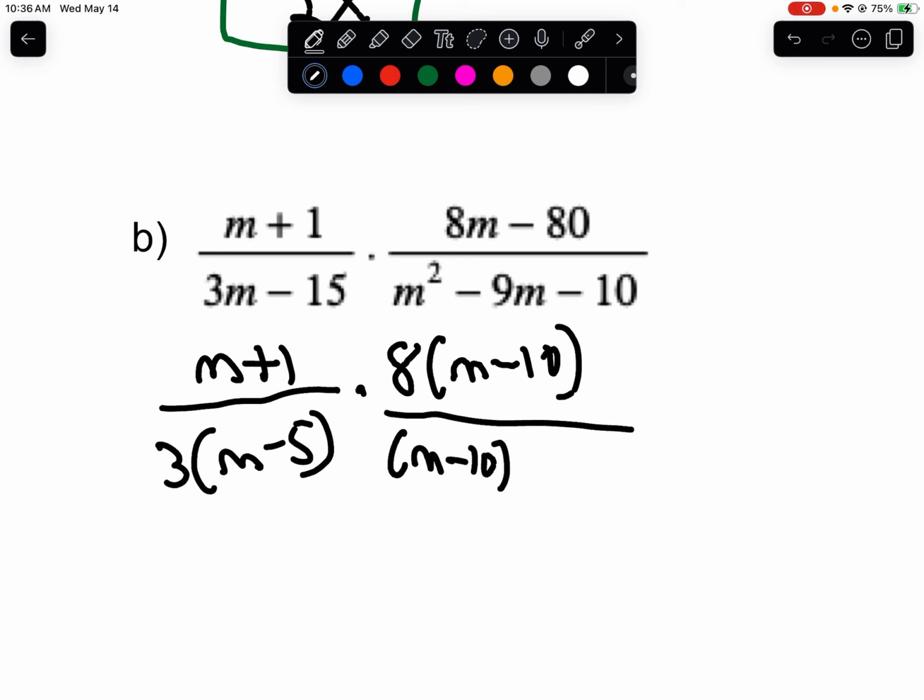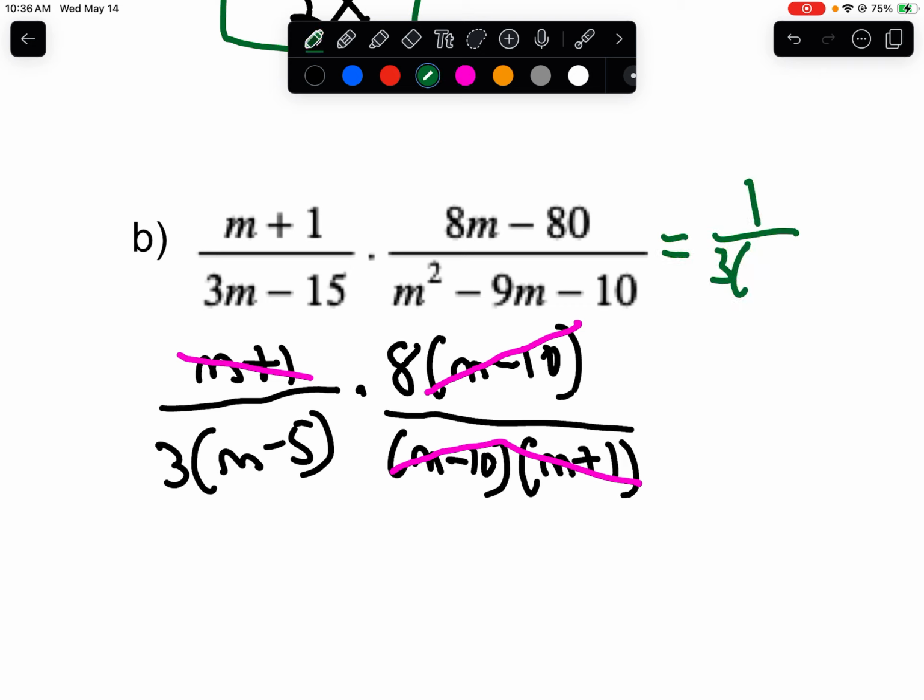M minus 10 and m plus 1. All right? So now divide out everything that can be divided out. And you're left with just 1 over 3m minus 5. And that's the answer.